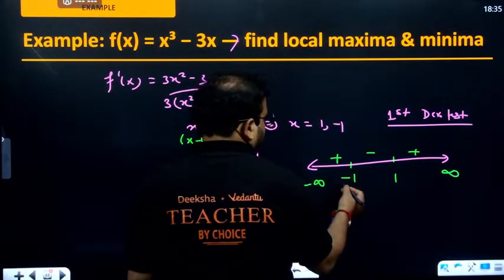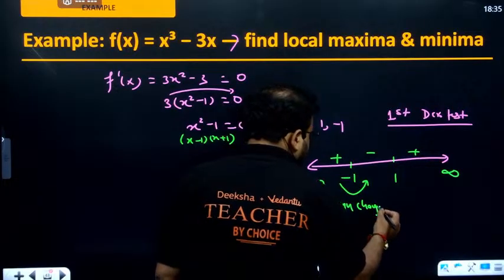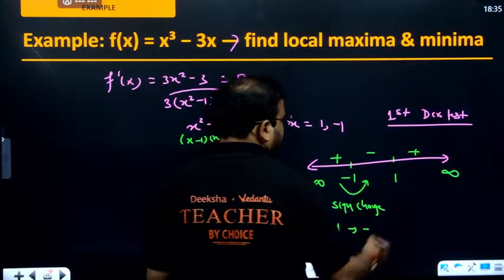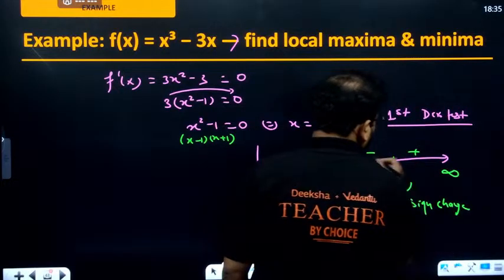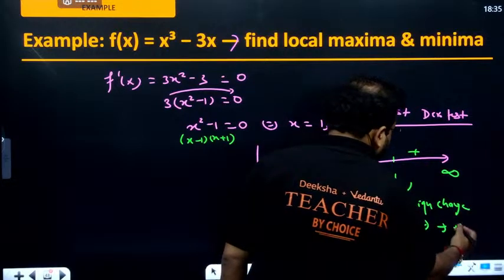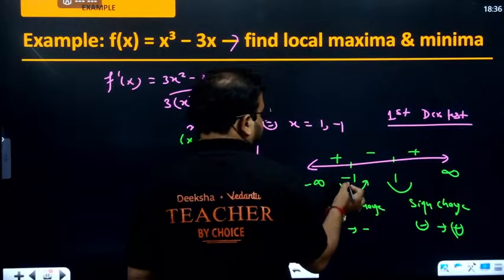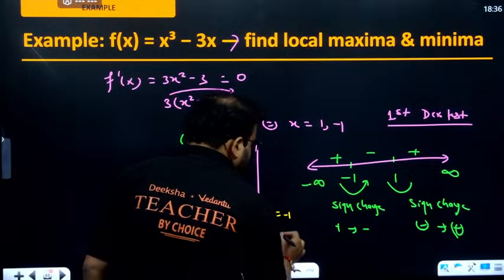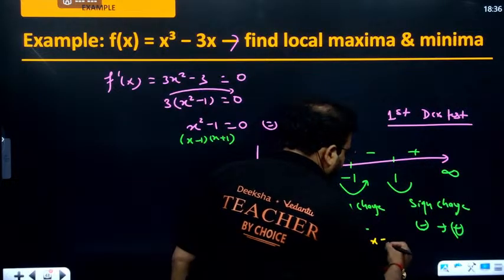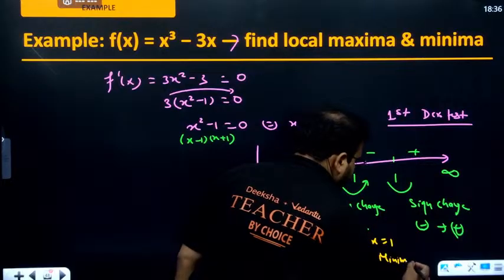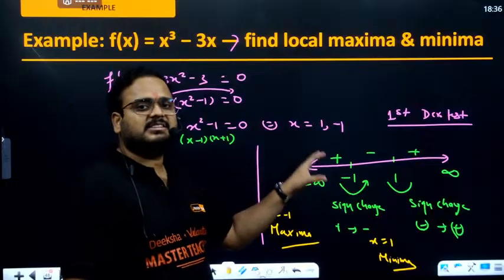Plus to minus. This is the sign change, right here. The sign changes from minus to plus here. So what is the clarity that we have over here? This x equals minus 1 is maxima, and this x equals plus 1 is minima. Sign change from plus to minus is maxima and minus to plus is minima. This is my first derivative test.